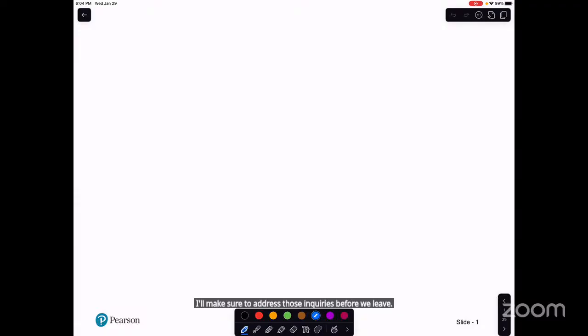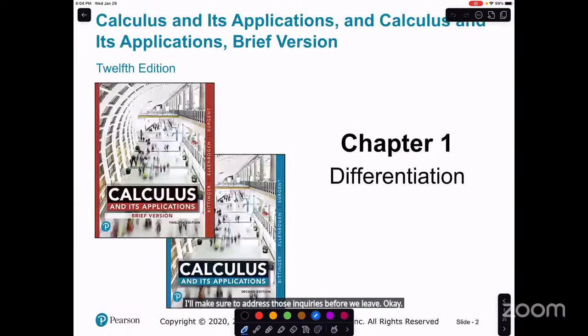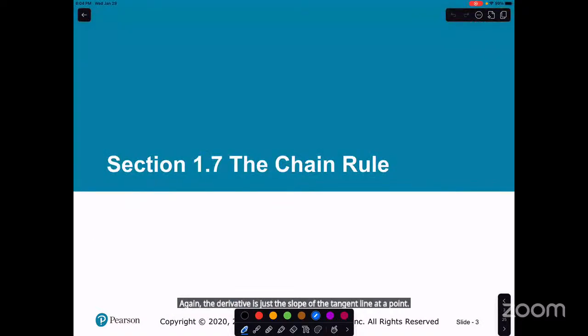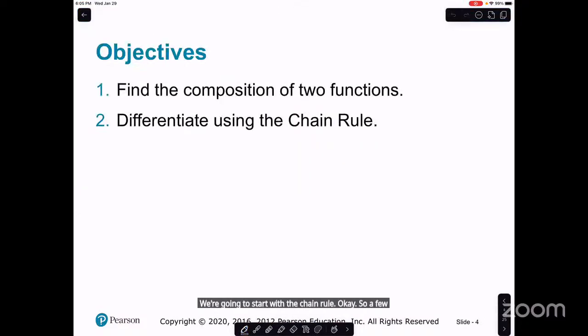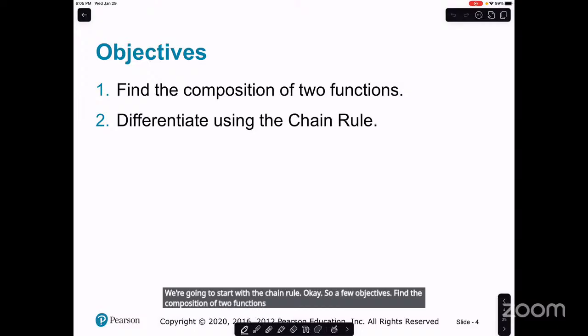All right. So we should be closing out chapter 1 today on differentiation. Again, the derivative is just the slope of the tangent line at a point. We're going to start off with section 1.7, the chain rule. A few objectives: one, find the composition of two functions, and two, differentiate using the chain rule.